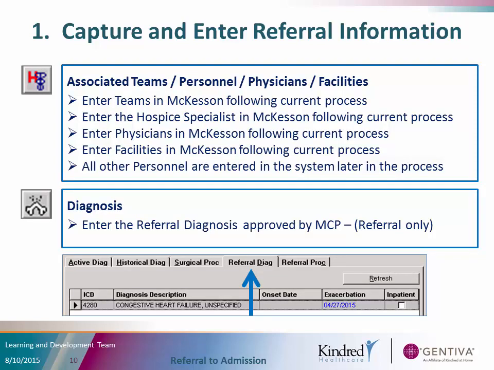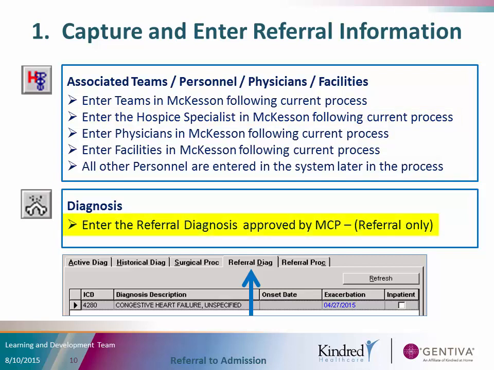In the associated teams, physicians, and facilities screens, the admission coordinator will enter the information for each of these relationships just as they do today, with one exception. The new process is in the entry of personnel. The only associated personnel that will be entered into McKesson is the hospice specialist. All other personnel are entered in the hospice system later during the scheduling process.